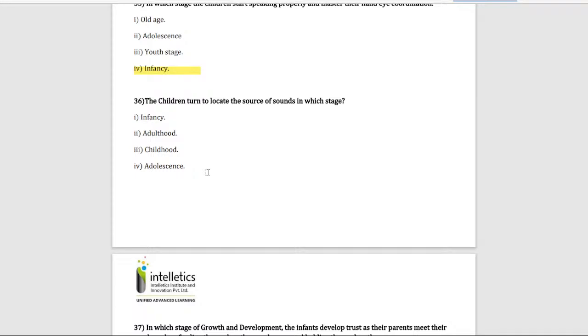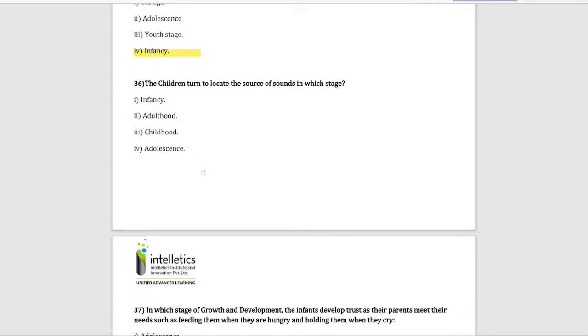The children turn to locate the source of sound in what stage? First, infancy. Second, adulthood. Third, childhood. Fourth, adolescence. And the correct answer for this question is first, infancy. So the children turn to locate the source of sound in the infancy stage.